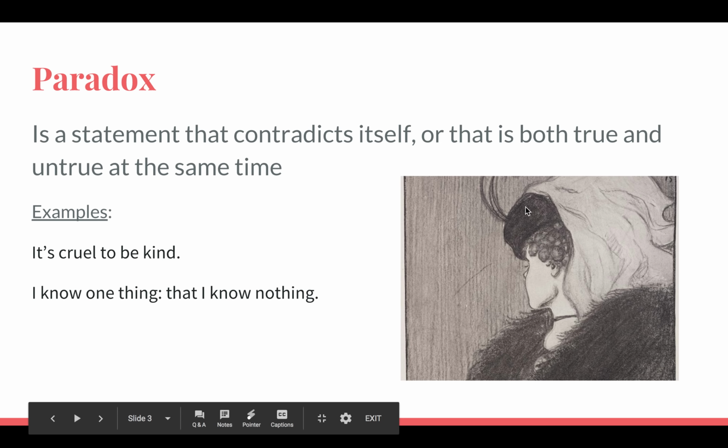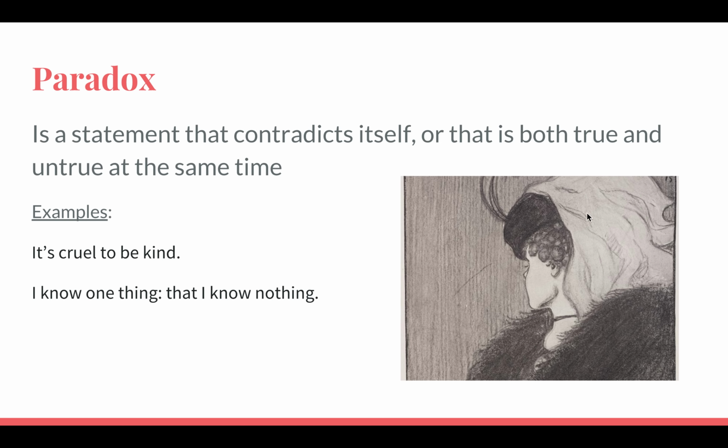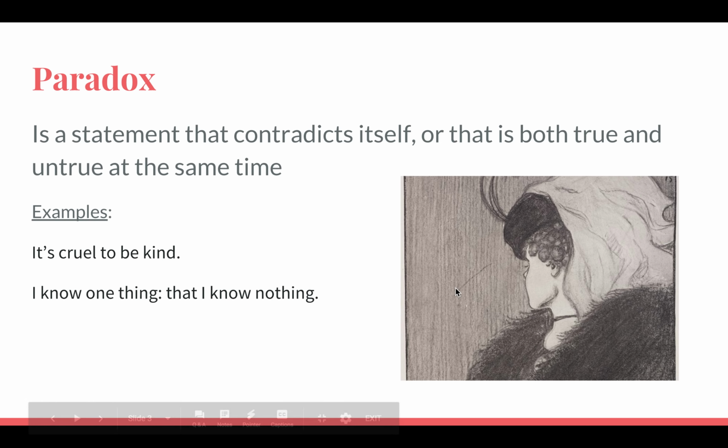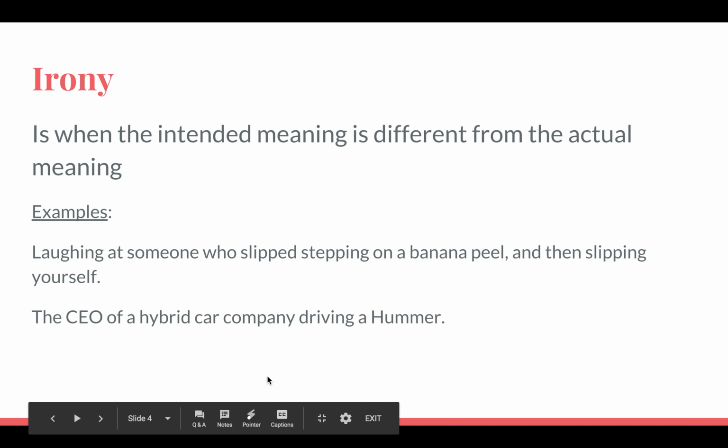So hat, scarf, hair, ear, eyelash, nose, cheek, chin, necklace, dress. All right, so see, that's confusing because it can't be an old woman and a young woman, so which is it? All right. Now let's look at irony.